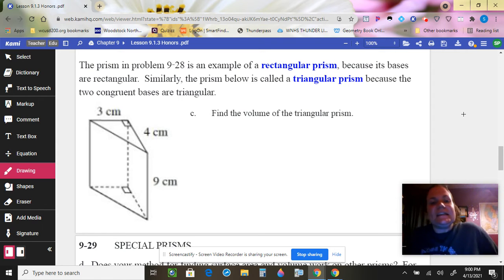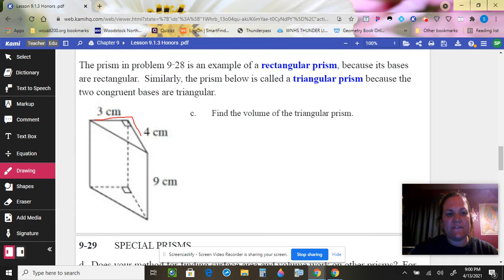So to find the volume of a prism, remember when we stacked it up? We found the area of the base, however many there were, and then we just stacked it up. So we talked about finding the area of the base times the height.